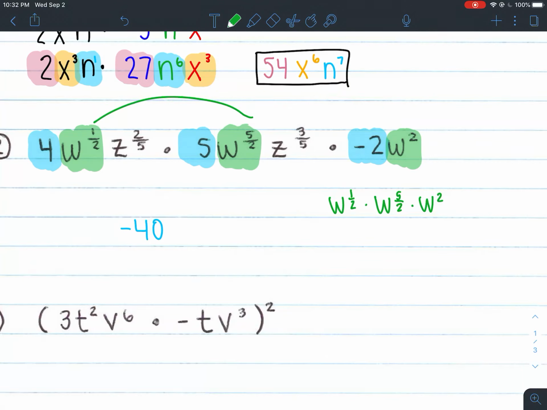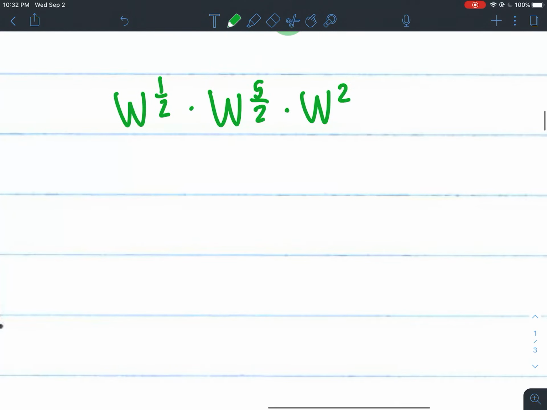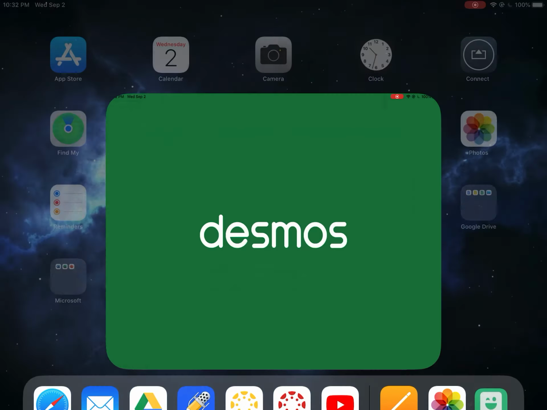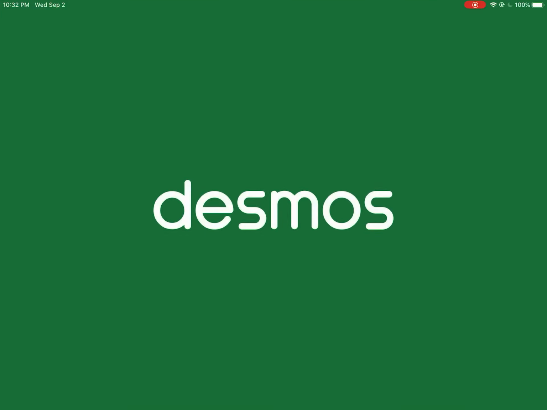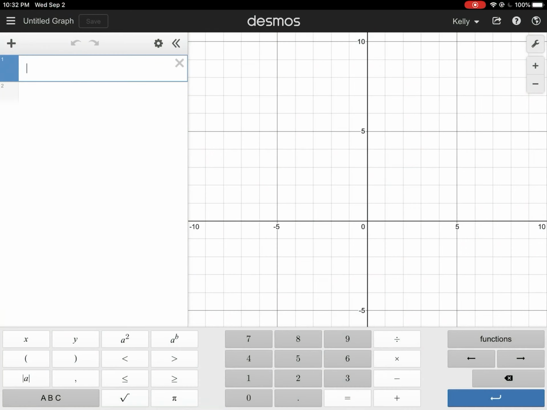We're not multiplying them. We're going to add them. We're going to add 1/2 plus 5/2 plus 2. So if you have a graphing calculator, go ahead and type it in your graphing calculator, but I'm going to go ahead and type it in Desmos because that's the tool that I have right now. So I'm going to type in 1/2 plus 5/2 plus 2.